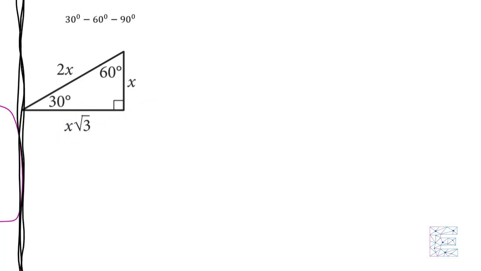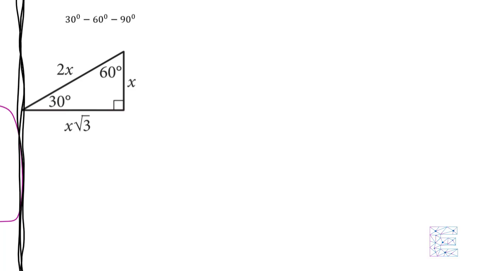Let's try to make a little bit more sense of this. The short leg is x. And note, please, that the hypotenuse is always double what the short leg is. So x, this guy would have to be double it, which is 2x. And now the long leg is always the short leg times root 3.